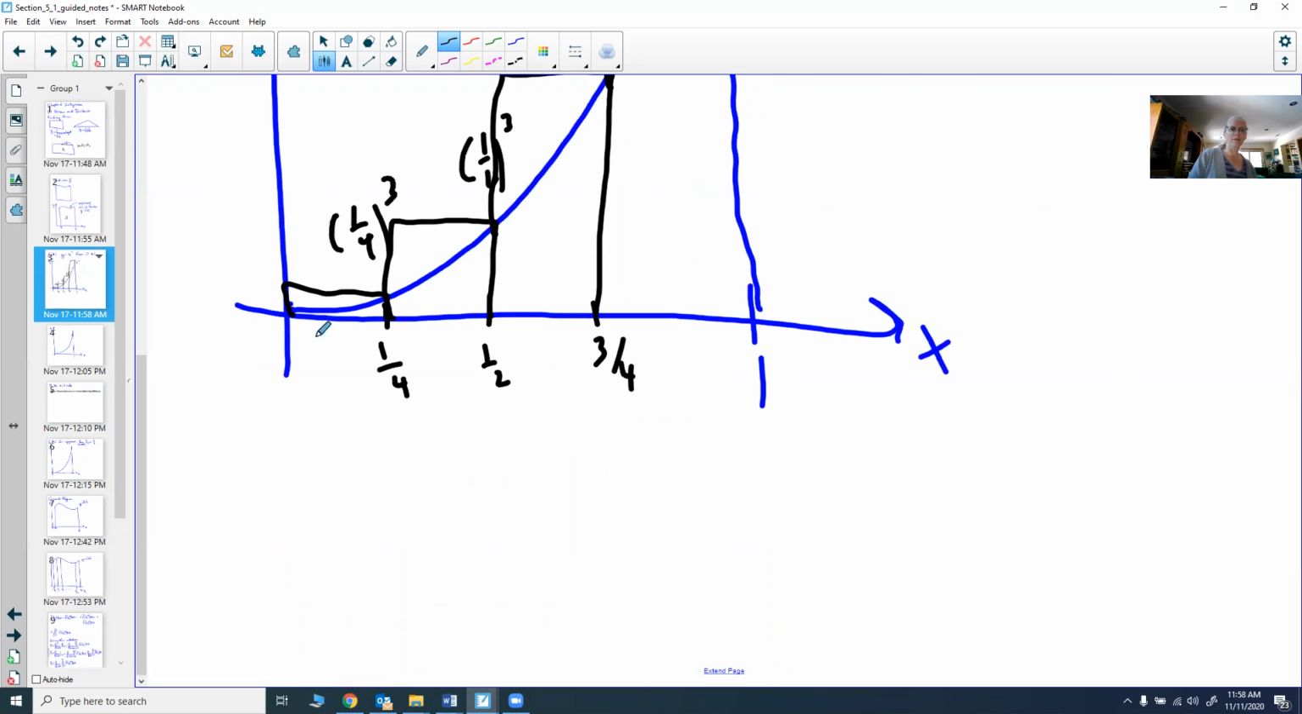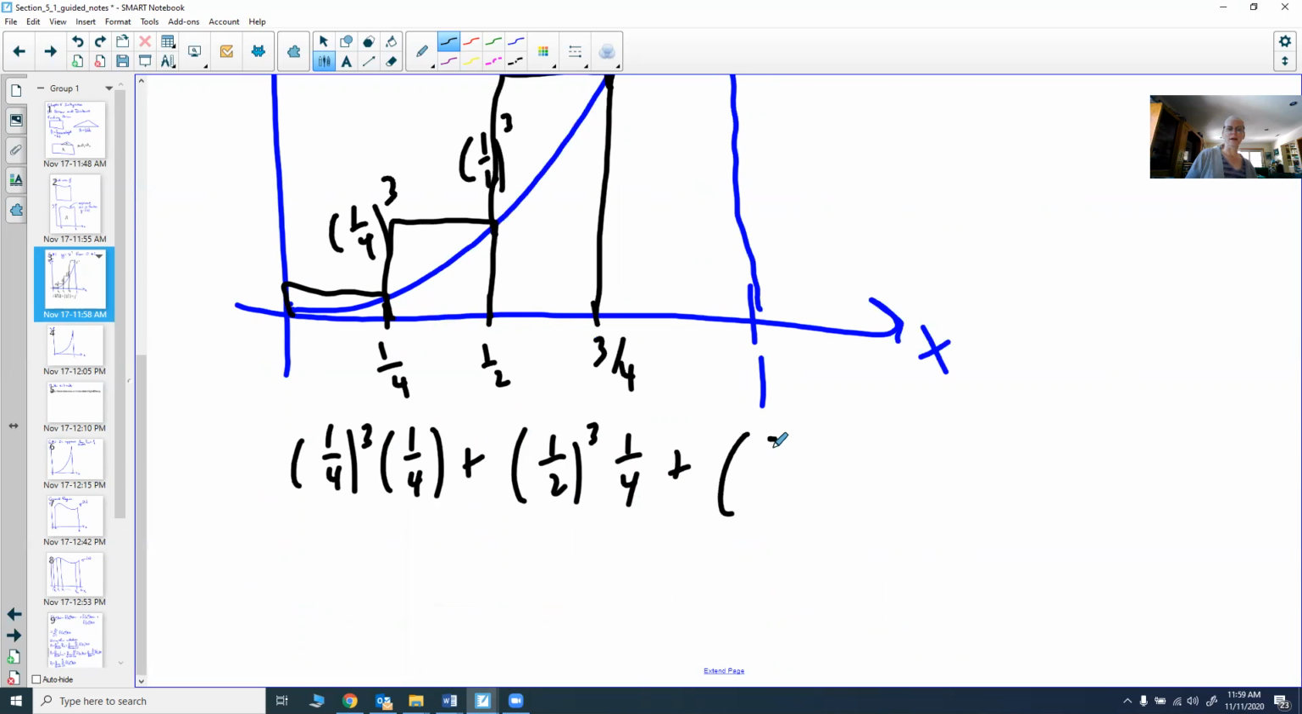So we can actually take and add all these areas together. We can add up 1/4 cubed times 1/4. That's the area of this first rectangle, plus 1/2 cubed times 1/4. Remember, the length of this base is 1/4, because the difference between 1/2 and 1/4 is 1/4. Plus, then the next rectangle has a height of 3/4 cubed, times, again, the length of the base, which is, again, 1/4. And then plus the last one, which is 1 cubed times 1/4.